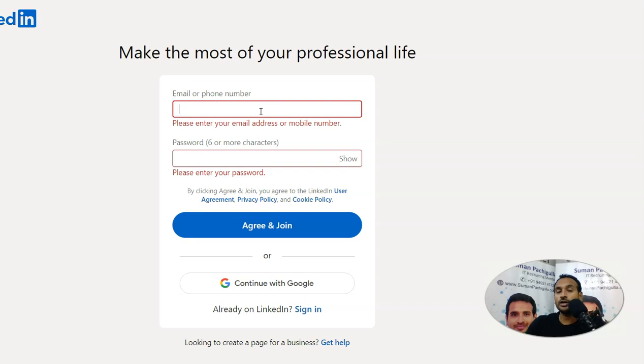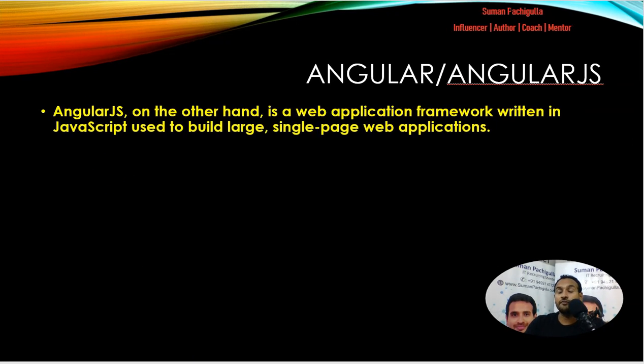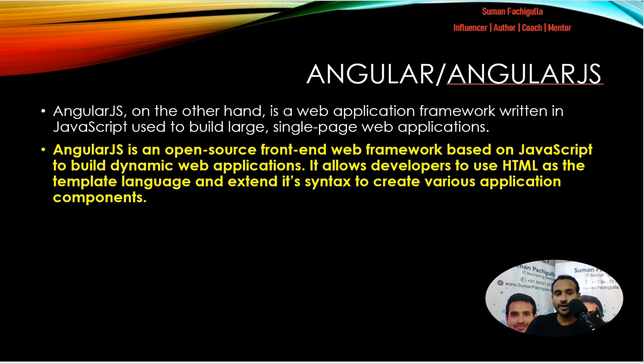Now that is called single page application, SPA. They call it SPA as well. Clear? And now let me set it out. So what is AngularJS? AngularJS is a web application framework written in JavaScript that is used for single page web applications or to build large websites. All right, and Angular is an open source front-end web framework.